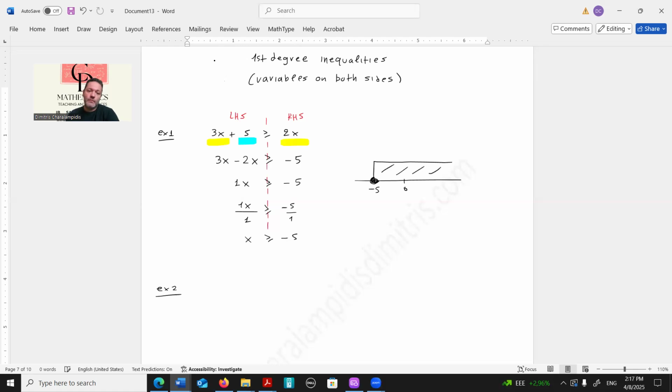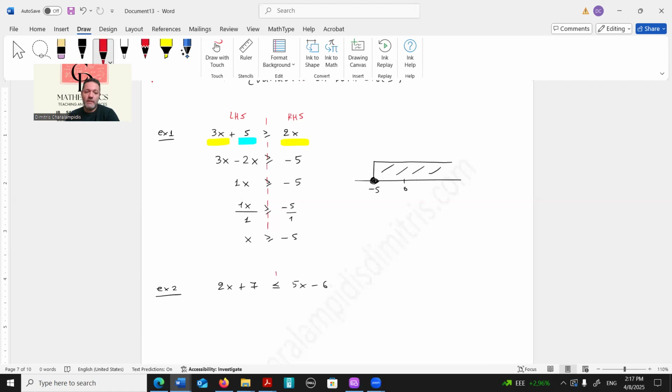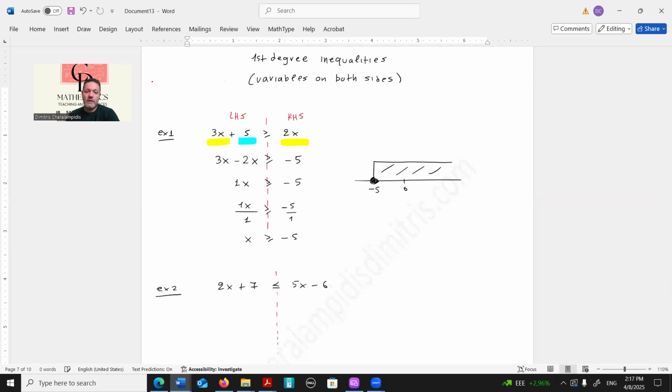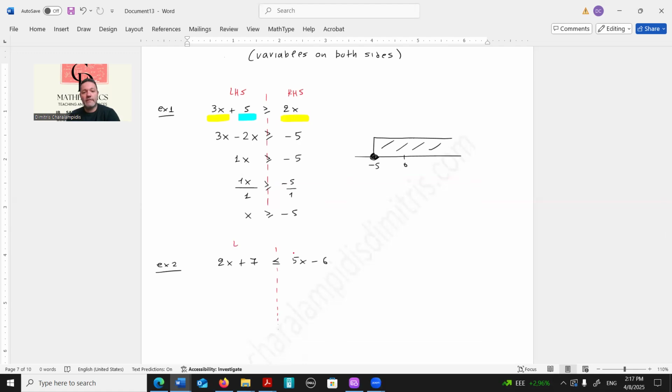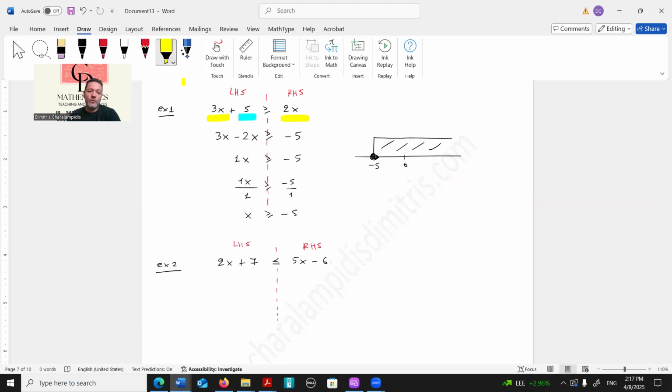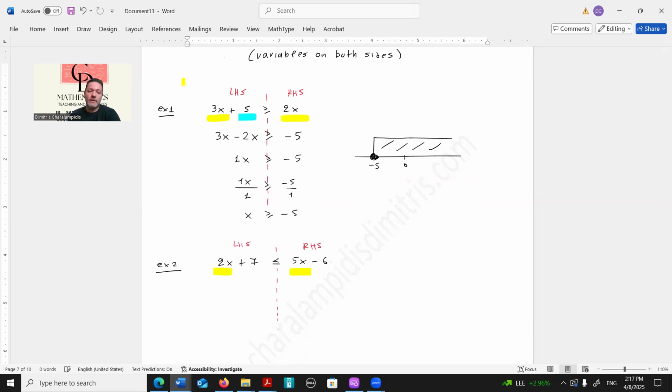It says is equal to that, so I should totally color this circle. Example number 2. 2x plus 7 smaller or equal than 5x minus 6. Again, I will begin by visualizing a line that separates the left-hand side from the right-hand side. Then I will color all the variable parts, 2x and 5x, with yellow, and all the constants, the ones that do not have any x, with blue.